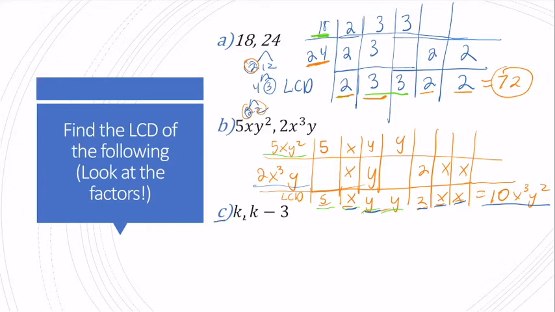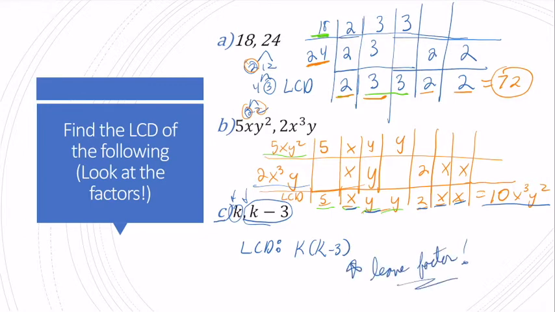Next, if I have k and k minus 3, well, the only factor of k is k, and the only factor of k minus 3 is k minus 3. So the LCD of those two, because each of them are prime, right, the only factor is themselves, is going to be k times k minus 3. And my suggestion to you would be to leave it factored, because that makes it easier to simplify at the end.